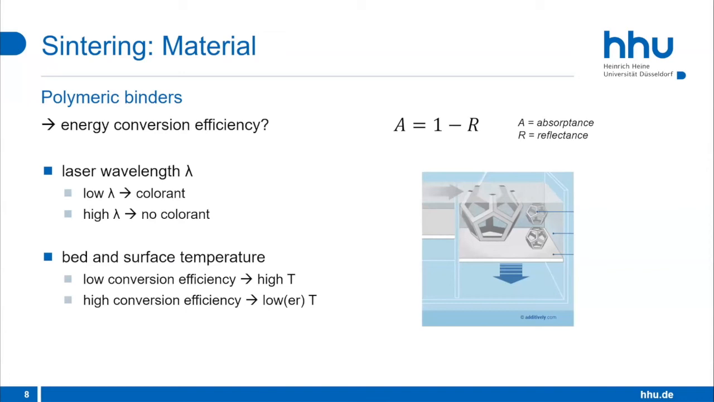And this also has a very big influence on the temperatures during the printing process. If you have a low conversion efficiency, which I put simply more for the low wavelength in the visible spectrum, where you have only a low amount of colorant, you need to have a higher print bed temperature and a higher surface temperature. However, if you have a rather high conversion efficiency, for example with an IR laser, a CO2-based laser, you can run the whole process at lower temperature.